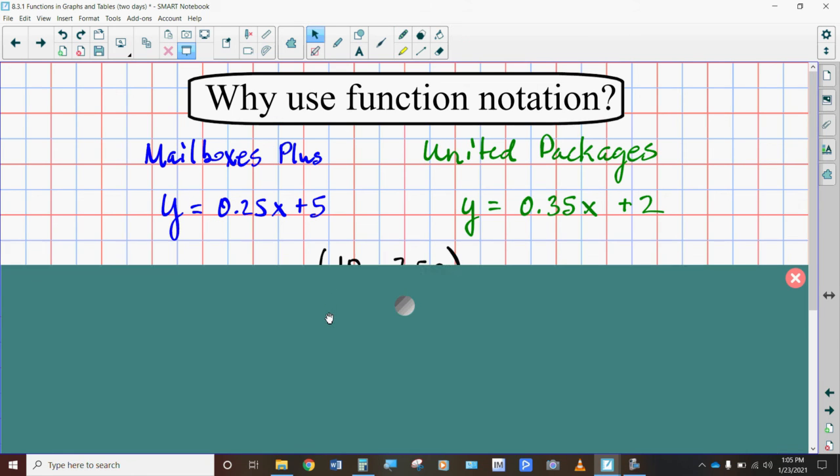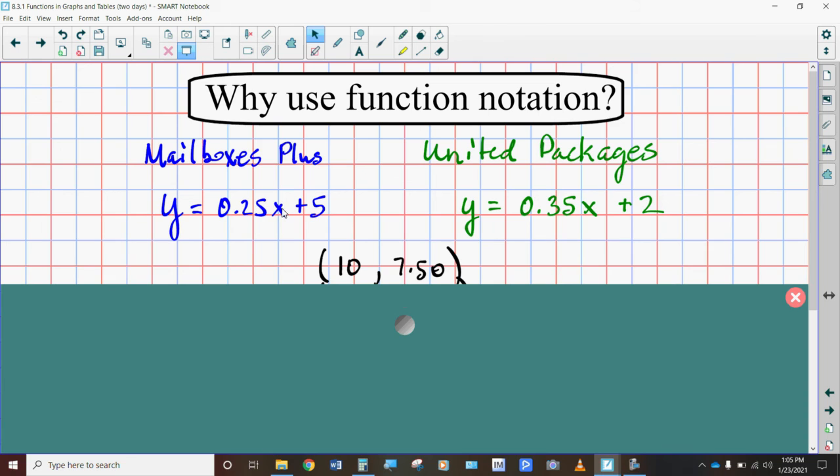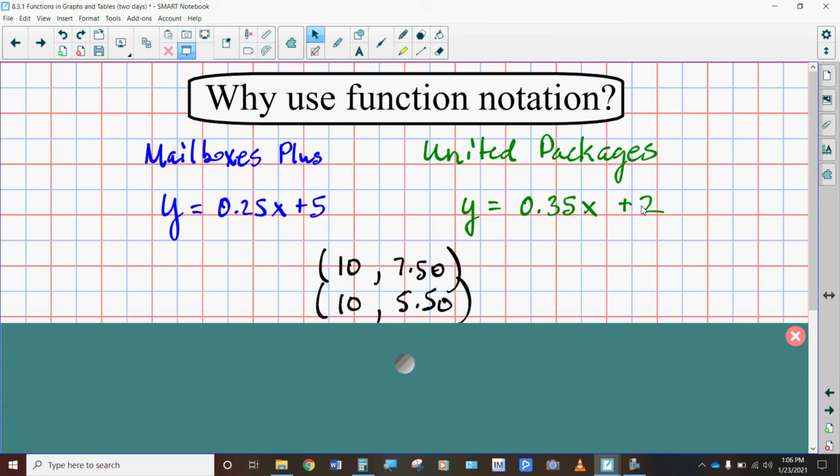Because when you say that you are going to ship a package that is 10 ounces, we would multiply 10 times 25 cents to give you $2.50, and $2.50 plus $5 means the cost, your y, is going to be $7.50. Here, United Packages, they charge less to ship, but they charge more per ounce. So if you had a lighter package, you might want to go with United Packages. If you had a heavier package, you might want to go with Mailboxes Plus because you're going to end up saving money in the long run at the cheaper price per ounce. And so in this case, if we plugged in the number 10, the 10-ounce package would cost $5.50 through United Packages, and it would cost $7.50 with Mailboxes Plus.